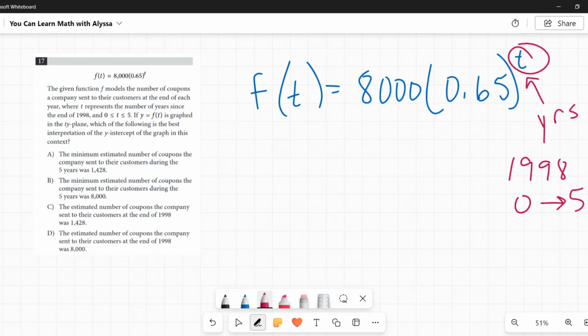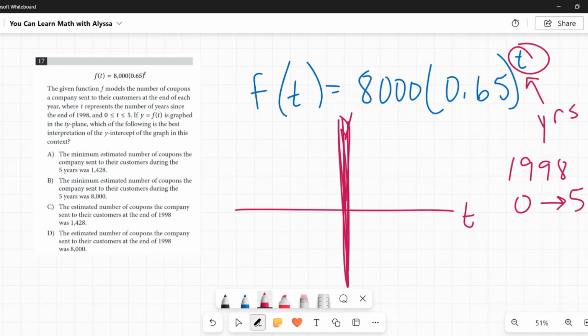Okay, so the y-intercept is where x is equal to 0, or in this case, t is equal to 0. Because they say the ty plane, this is t, this is y. Everything else is just like an xy graph. It's just the same. So 8,000 times 0.65 to the power of t. So the y-intercept, where it crosses the y-axis, is where t is 0. So the numbers, we have, okay, 8,000, 0.65. What does t being 0 mean? We said t was the number of years that they did this.